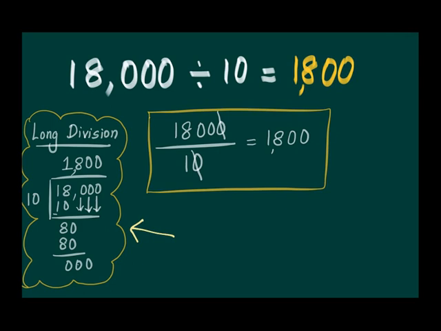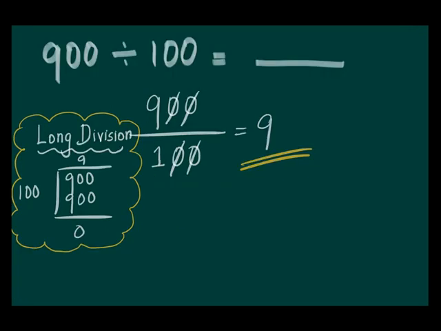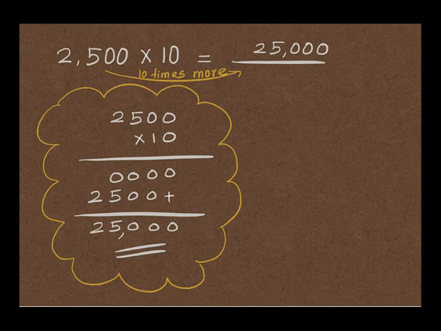Here it shows how the long division can be done. 18,000 is divided by 10. Again, here it shows a long division. 2,500 when multiplied by 10 becomes 25,000. Okay, so this 25,000 is 10 times bigger than 2,500.